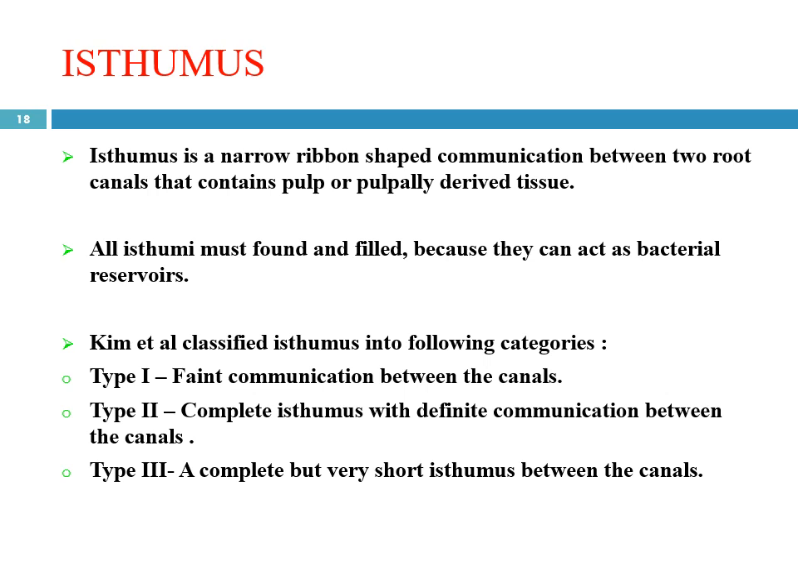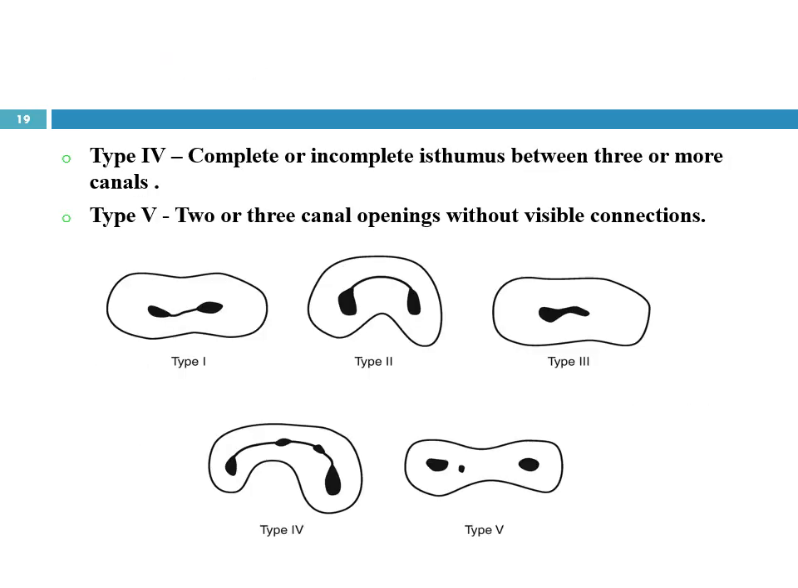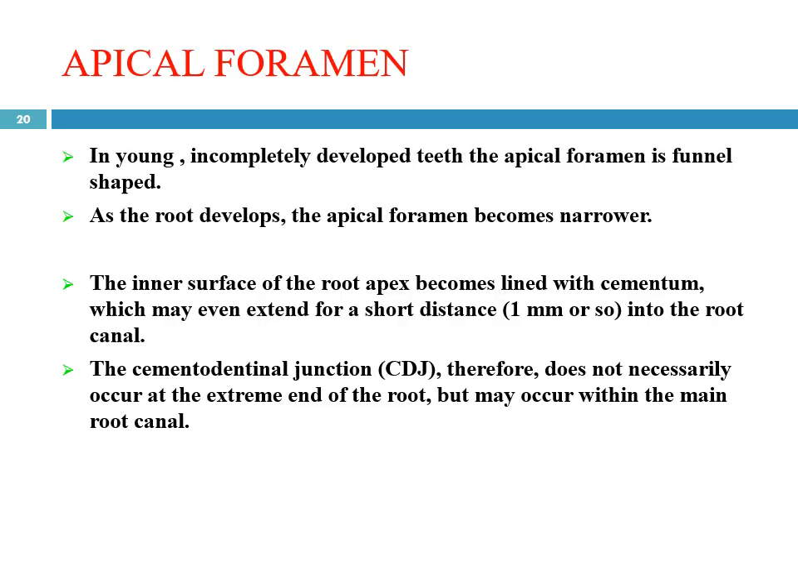they can act as bacterial reservoirs. Kim was the one who divided isthmuses into the following categories: Type 1, wherein you have a faint communication between the canals; Type 2, a complete isthmus with definitive communication between the canals; Type 3, a complete but very short isthmus between the canals; Type 4, wherein you have a complete isthmus between three or more canals; Type 5, two or three canal openings without visible communication. So this is the representation of the isthmus classification.